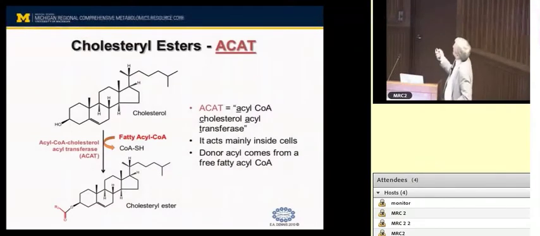The cholesterol esters, acyl-CoA acyltransferase, ACAT makes these. We all know that several drug companies have been attempting to develop inhibitors of some of these enzymes to try and change cholesterol levels. They've been marginal, if at all effective.